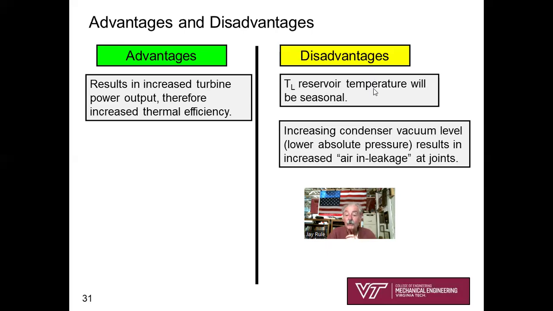And let's see, the lower you run your condenser vacuum, the more air in-leakage you're going to have in those flanged connections. In some ways, that's a good problem to have. You don't want air in-leakage, but you want to get as much power out of your turbine as possible. And you want to decrease the heat transfer across a finite temperature difference.